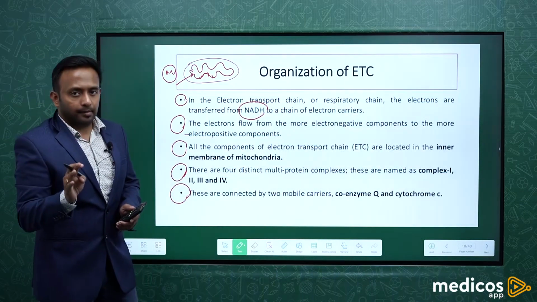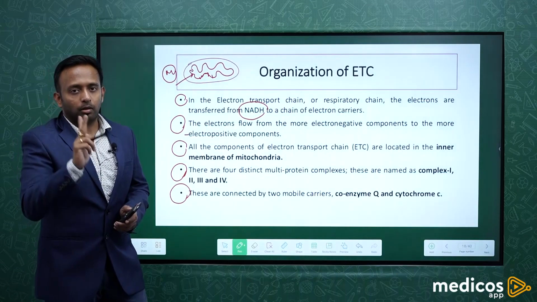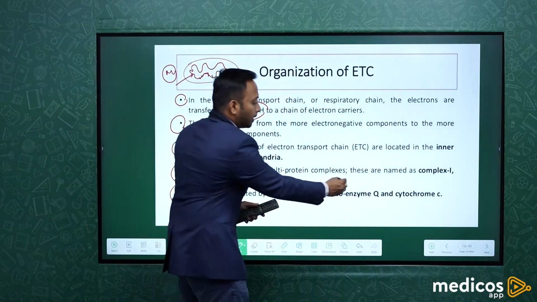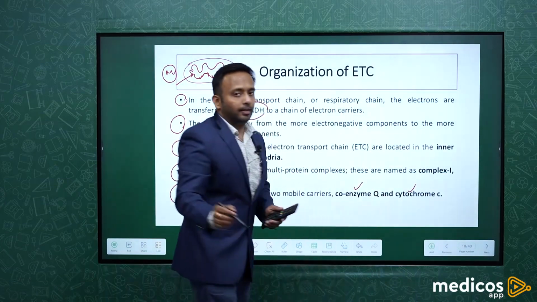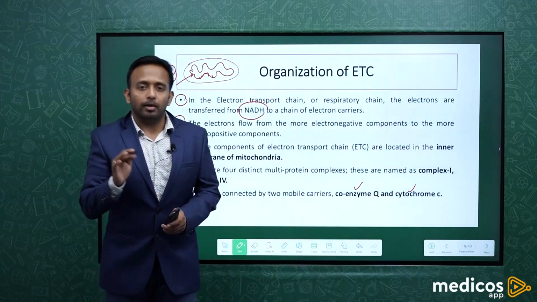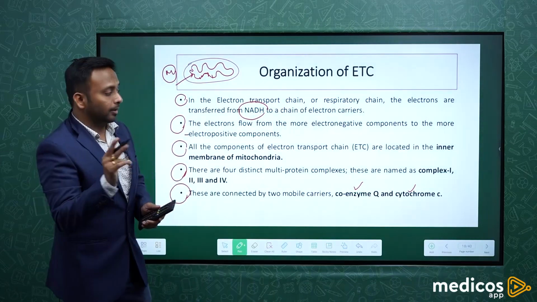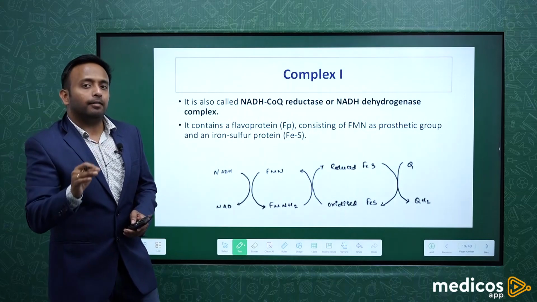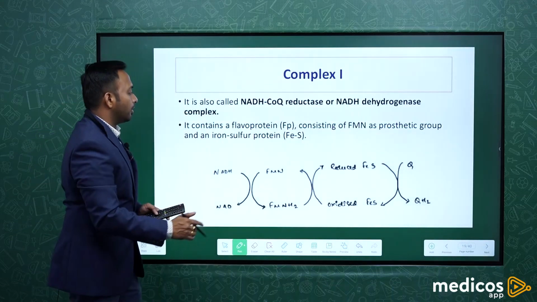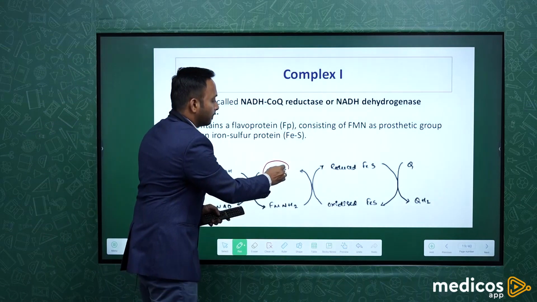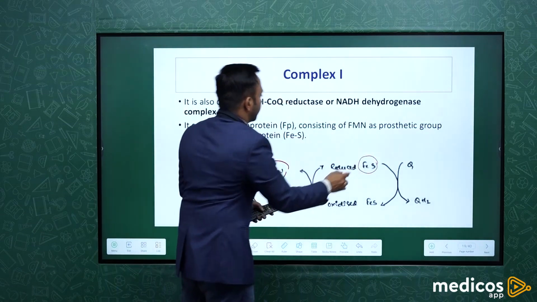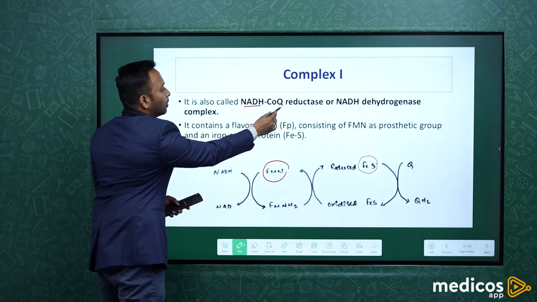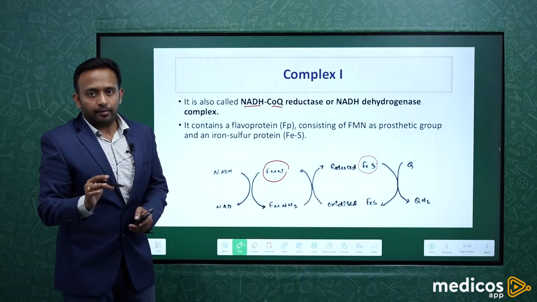So in total there are 4 complexes, complex 1, complex 2, complex 3 and complex 4, and 2 mobile carriers, which are coenzyme Q and also cytochrome C. So it contains 4 complexes and 2 mobile carriers. When we see them individually, complex 1 contains a few components, that is FMN and the FES complex. It is otherwise also called NADH coenzyme Q reductase.